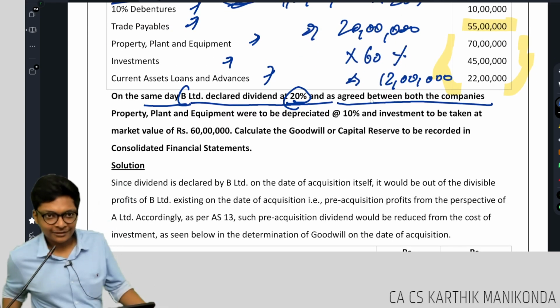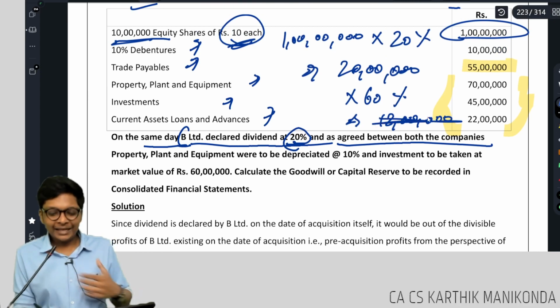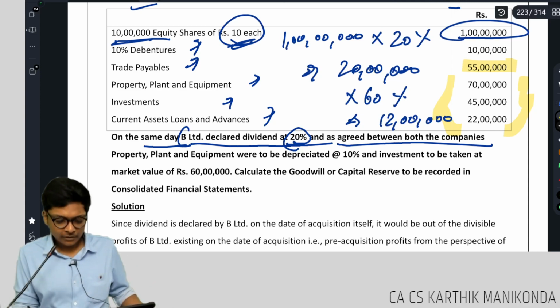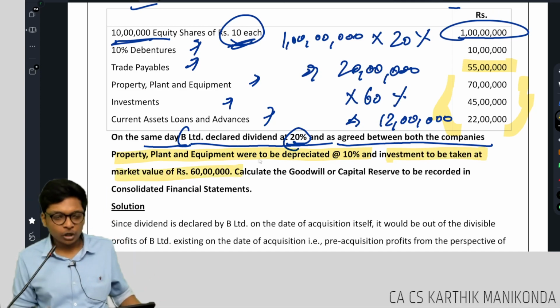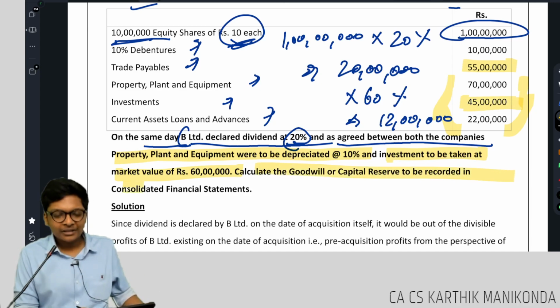Rather, I'm only confused. Everybody understood the 12 lakhs dividend? 12 lakhs is the dividend of holding. Now, PP was depreciated at 10% reduce. Investment to be taken at market value of 60 lakhs instead of 45. Calculate goodwill or capital reserve.